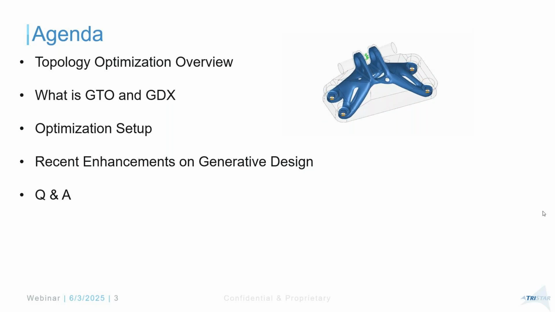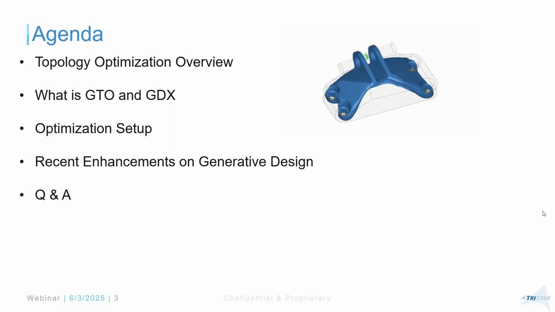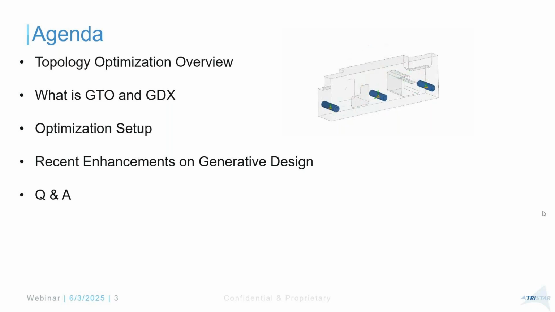One is the topology optimization, the generative topology optimization extension. The other is the generative design extension. What is the difference there? One is cloud-based, one runs locally on your machine. We'll also go through the setup from scratch. It uses multi-body techniques, and so we'll go through that.